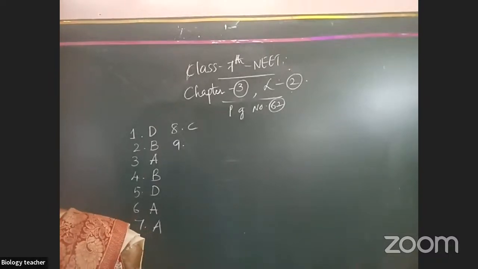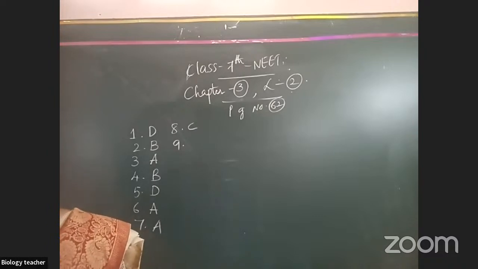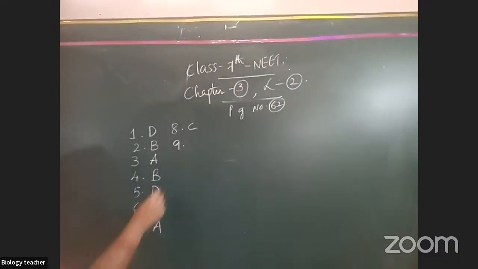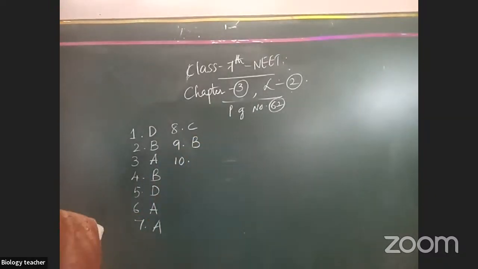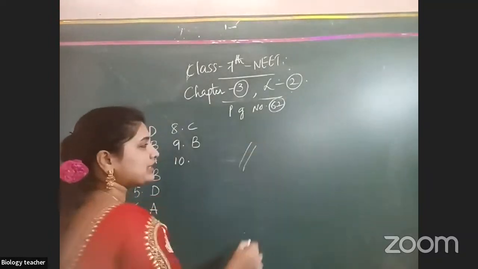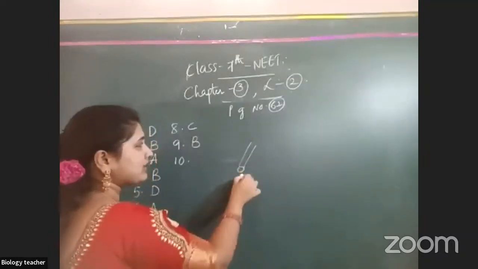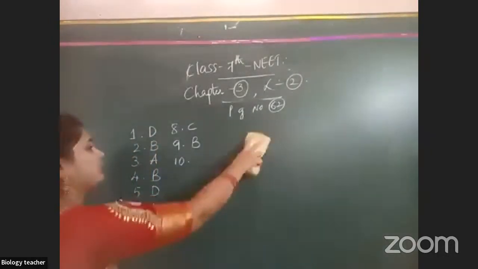In cockroach, air enters the body through spiracles. Ninth one, the air tubes in insects are called trachea. Air tubes are known as trachea. Pores are known as spiracles. So tubes are known as trachea, and the openings are known as spiracles. These are present in insects.